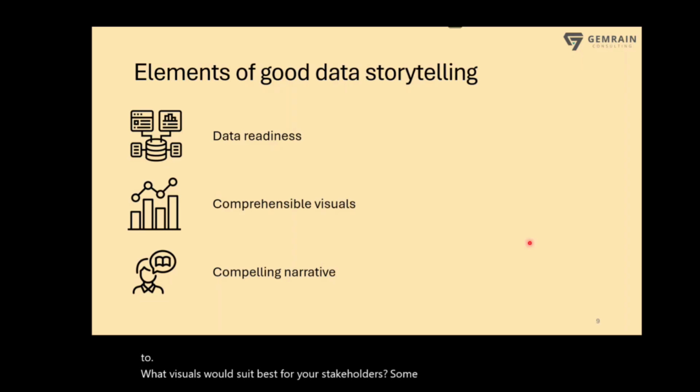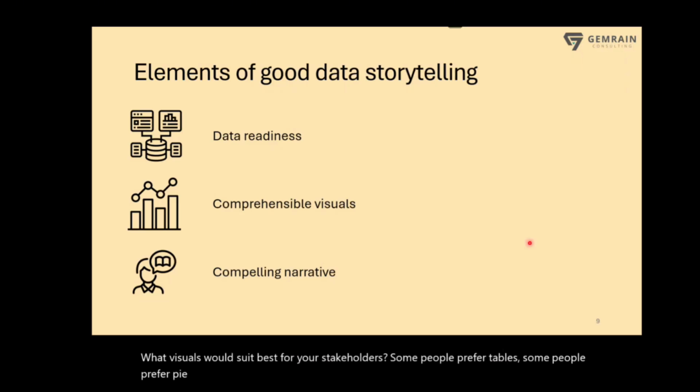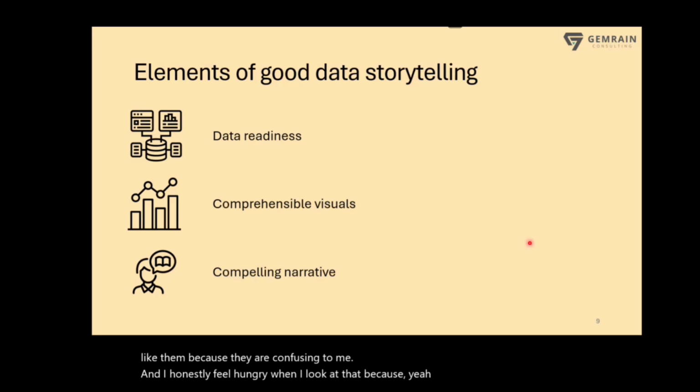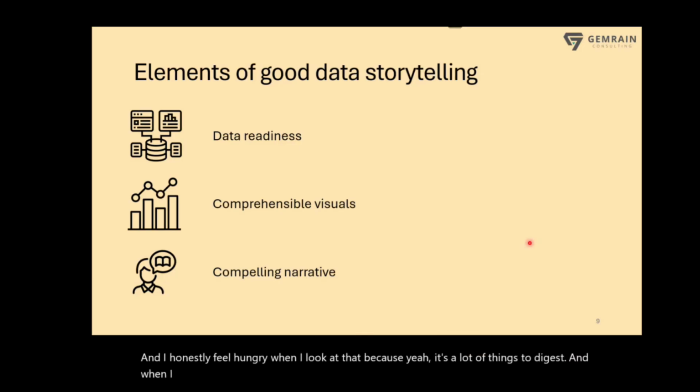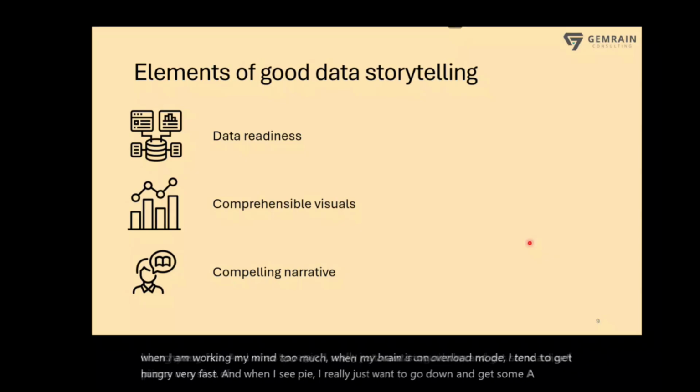Some people prefer tables, some people prefer pie charts. By the way, spoiler alert, I hate pie charts and donut charts alike. I do not like them because they are confusing to me. And I honestly feel hungry when I look at that because it's a lot of things to digest. When my brain is on overload mode, I tend to get hungry very fast. And when I see pie, I really just want to go down and get a slice of pizza or a slice of cake just to de-stress myself with all this cognitive load that I am having in meeting rooms, right?